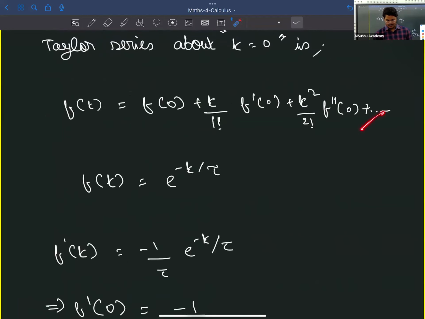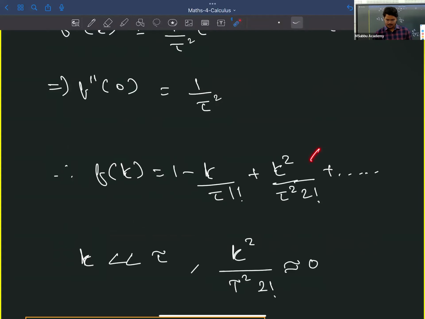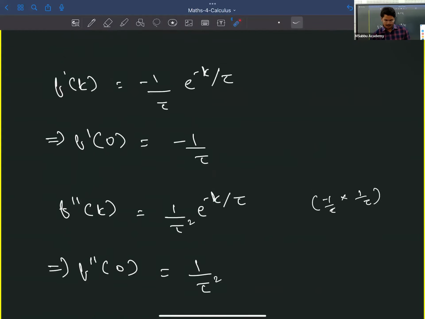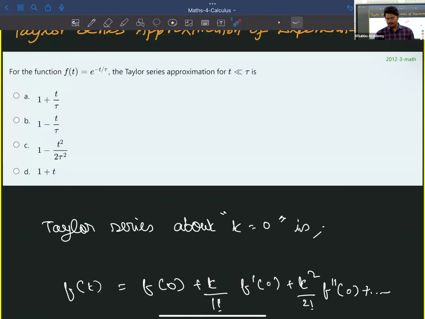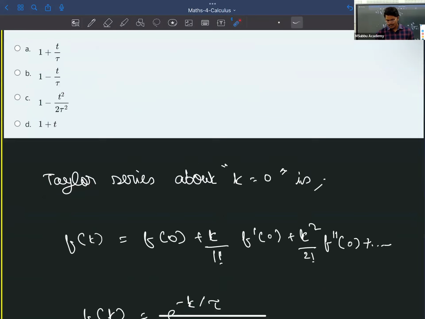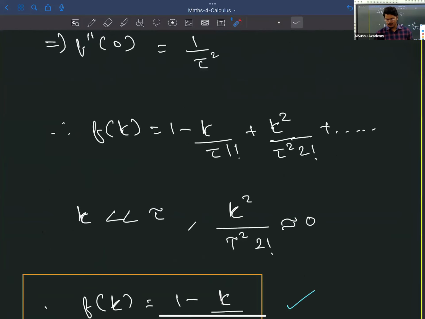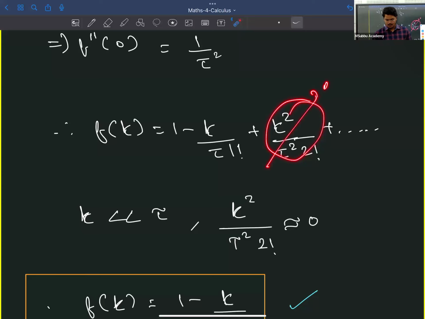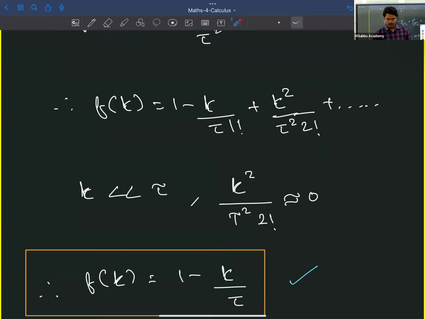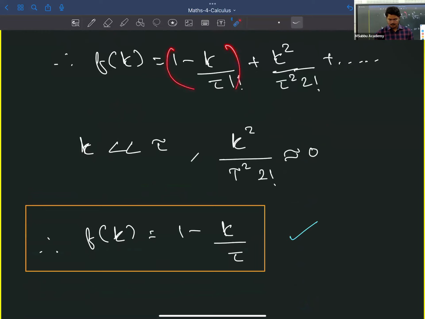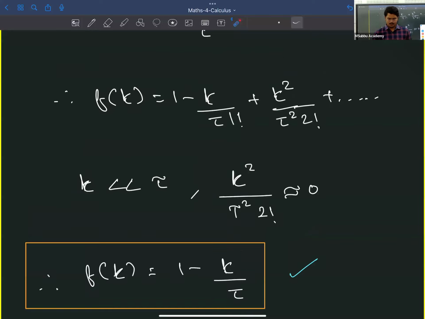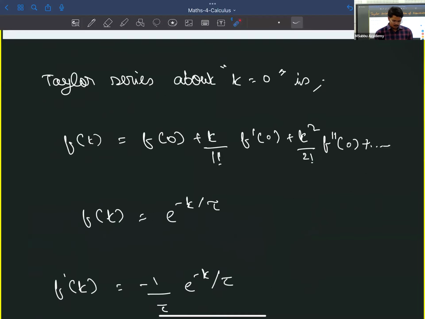So we get 1 minus t by tau over 1 factorial plus t square by tau square over 2 factorial and so on. But this t square by tau square will be 0. Why? Because the given condition is t very less than tau, so this numerator part is very less than the denominator, so this whole term will approach 0. So the value will be only these two terms. 1 minus t by tau, 1 factorial is nothing but 1, so directly 1 minus t by tau. This is the final answer.